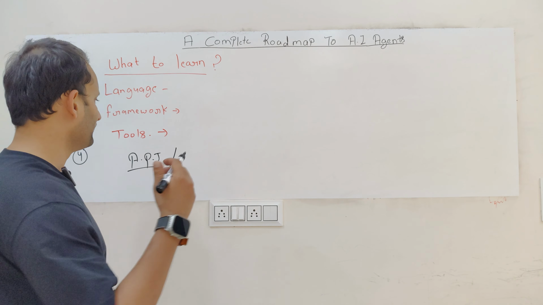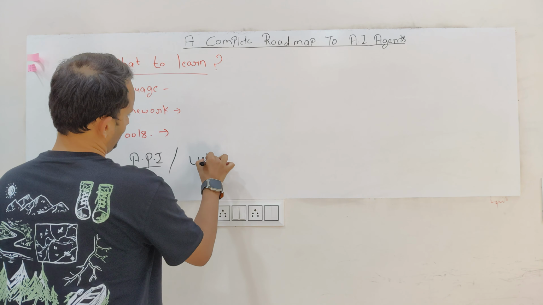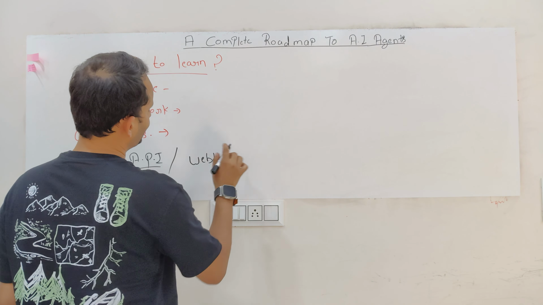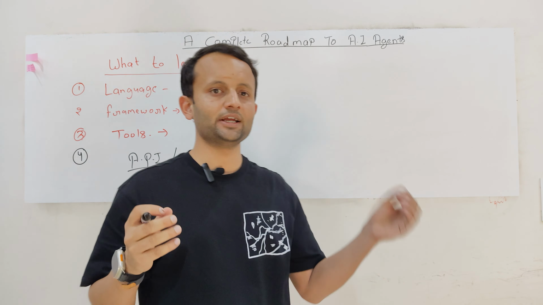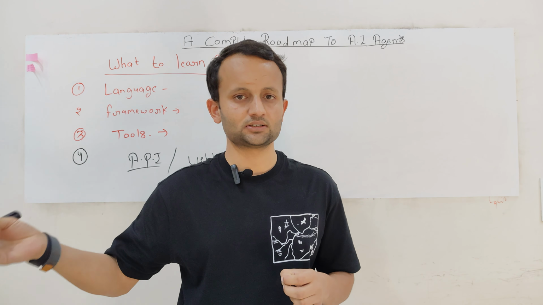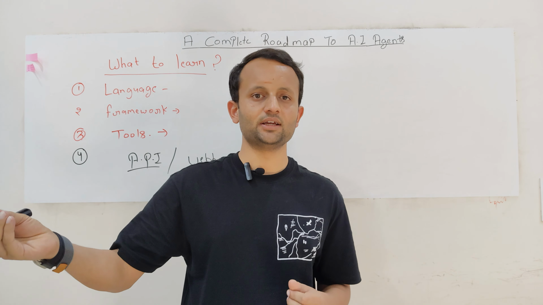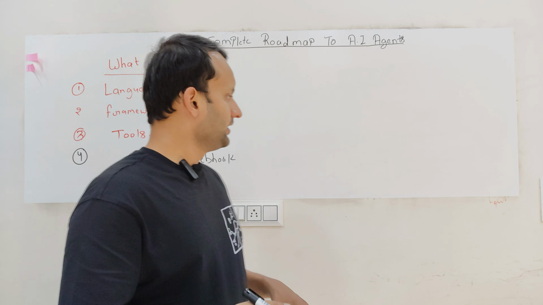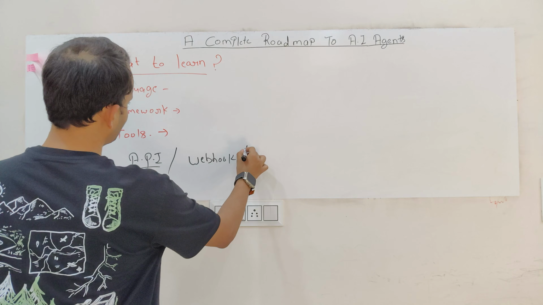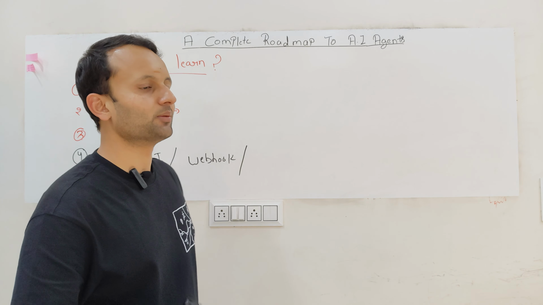And then there comes the webhook. A webhook is something that helps your agent get data from databases and from your CRMs, or it can update the data by using webhooks. Now, these are the two most important things if you are building an AI agent at a basic level.